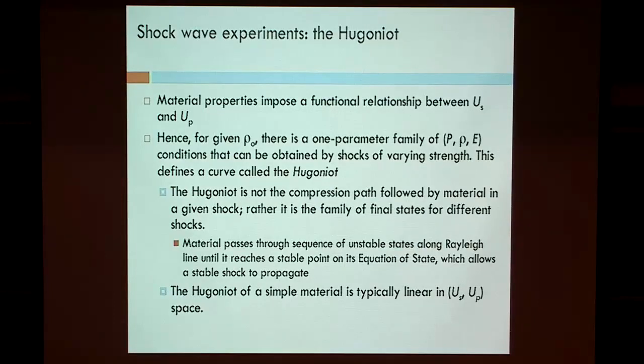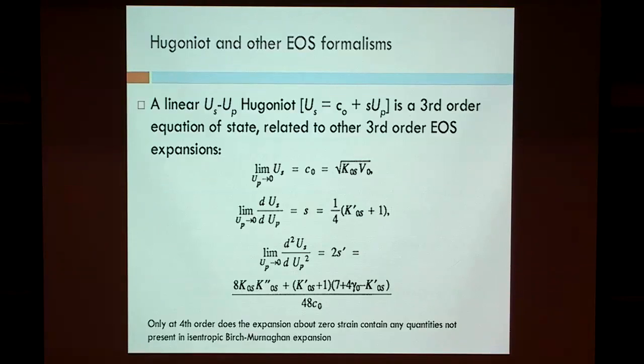It so happens that for most solids and liquids, if they're well behaved and in the absence of phase transitions and strength and things like that, the Hugoniot, the set of points you can get to by shocking a material, plots as a line in the space that shock people like to use, which is the shock velocity versus the particle velocity, because those are the directly measured variables usually. So a linear Hugoniot in shock velocity, particle velocity space, which we usually expand this way: shock velocity is equal to C0 plus a slope times particle velocity.